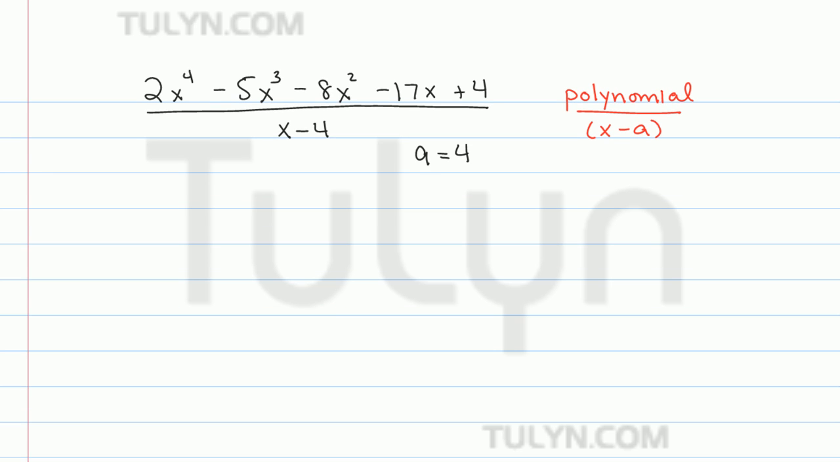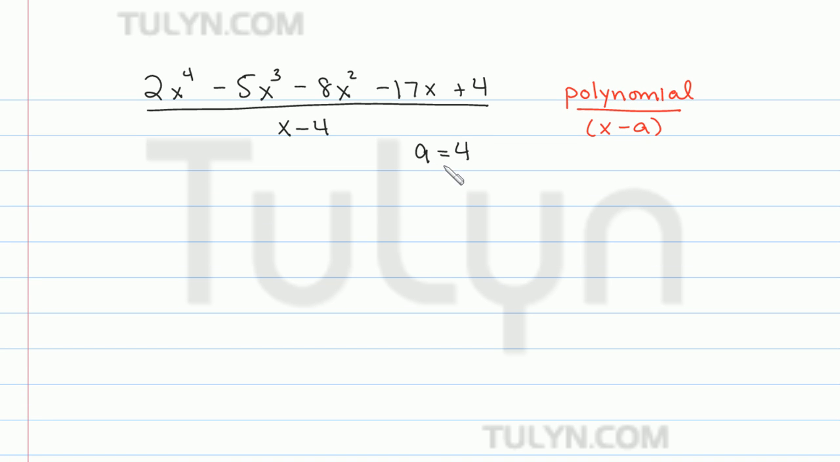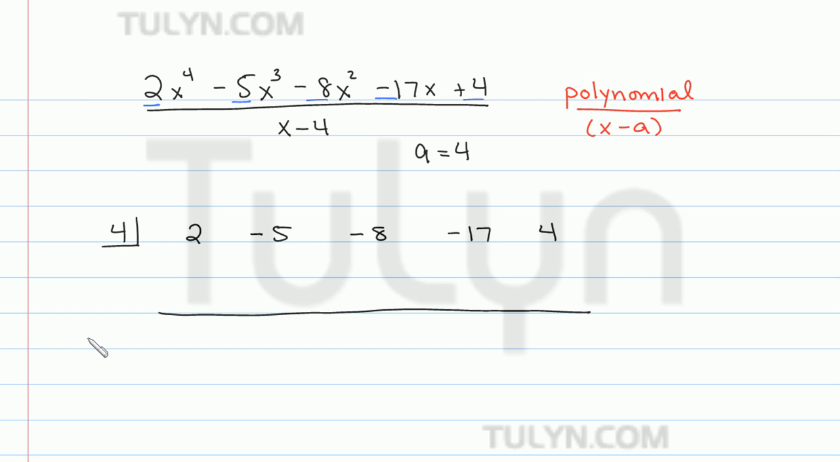So now that we know that we can use synthetic division, let's set up the problem. The first thing I want to do is write this a term over on the left, and then I want to write the coefficients of the polynomial in the same row next to that value. So 2, negative 5, negative 8, negative 17, and then finally 4. I'm going to draw a line under it, leaving space because I'm going to put another row of numbers right under these guys.